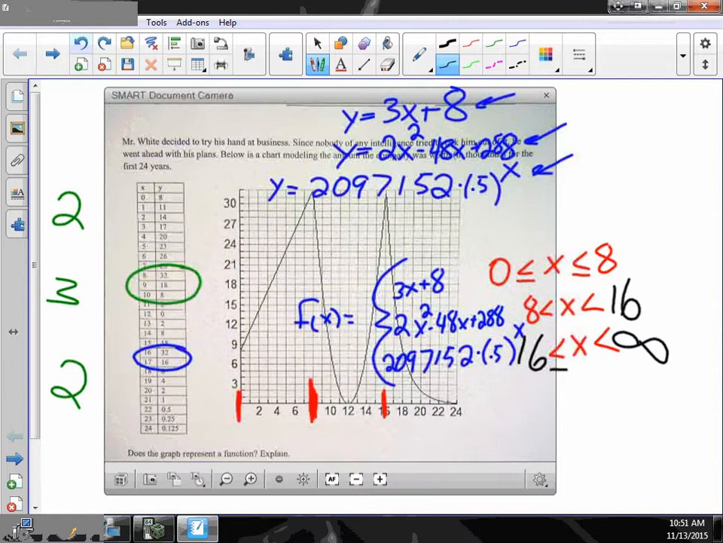And that's a piecewise function. You state what the function is, and then you state the x values when it counts. Then you go down to the next line. State the function, state the x values. State the function, state the x values. Okay? So turn the paper.